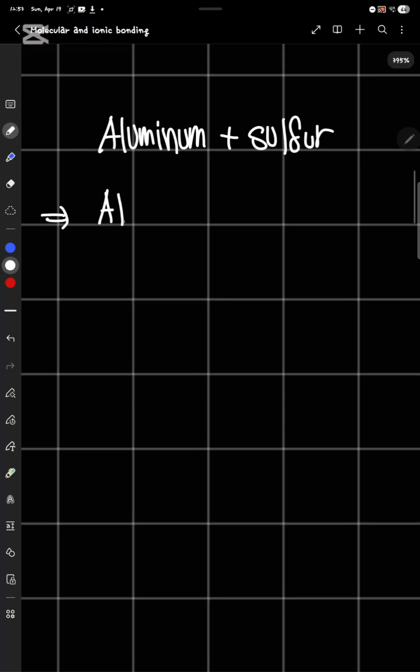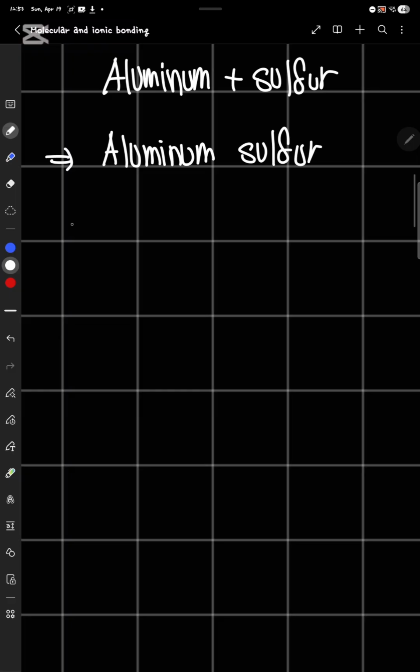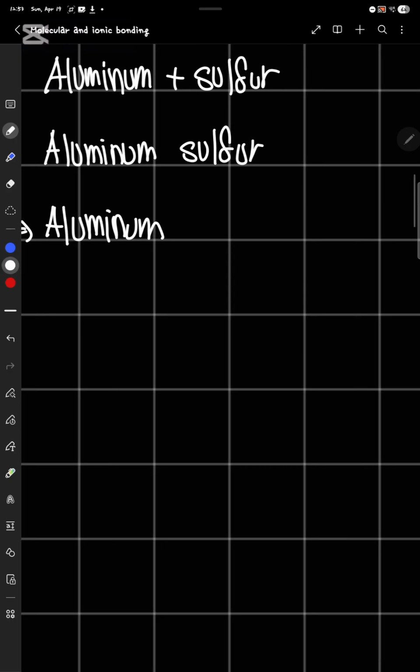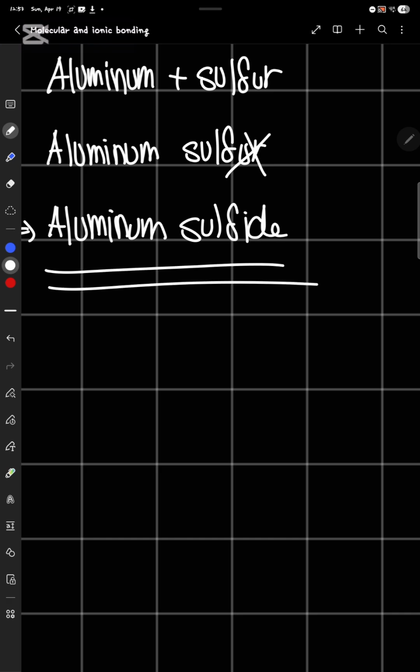Write the name of the metal first. That's the first step. And then you write the name of the non-metal, and then you add your suffix. So basically remove the UR and add the IDE. Okay, aluminum sulfide.